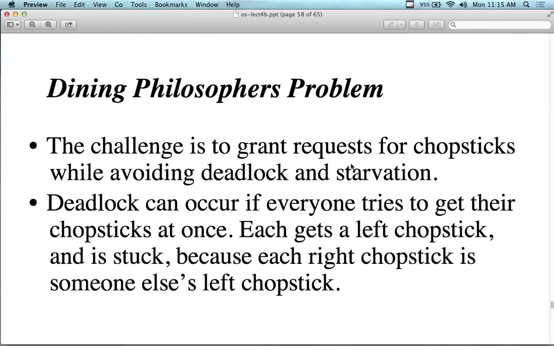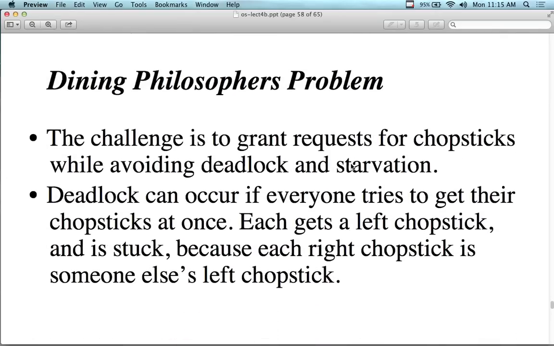So what do we got here? The challenge is to grant requests for chopsticks while avoiding deadlock and starvation. Deadlock can occur if everyone tries to get their chopsticks all at the same time, with multiple programs competing for the resources simultaneously, which is actually called a race condition. We have not only a race condition, but we're going to end up with a deadlock or starvation, depending upon what happens.